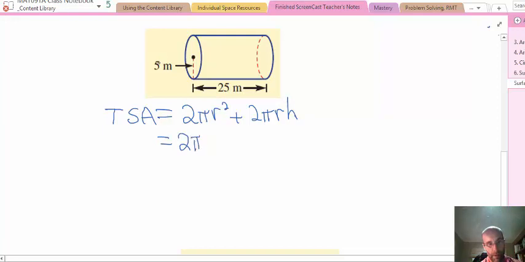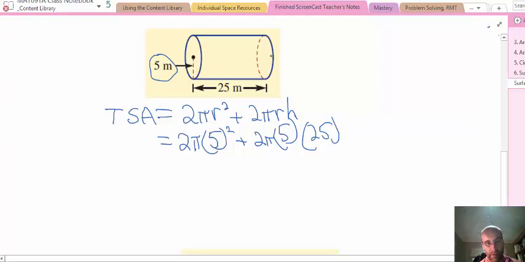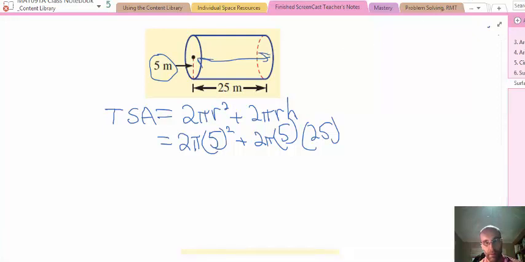2 pi, now the radius is 5, that's times 5 squared, plus 2 pi, again the radius is 5, h, the height is 25. Just because it's laying on its side doesn't mean that it's not the height. So the main axis is the direction that the height goes on. Even if it's lying down on its side, it's still the height.